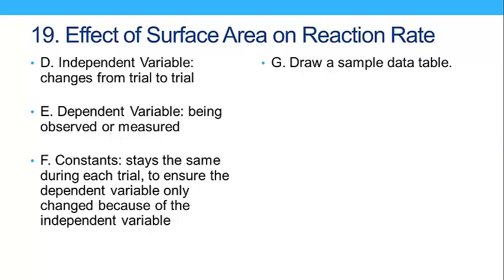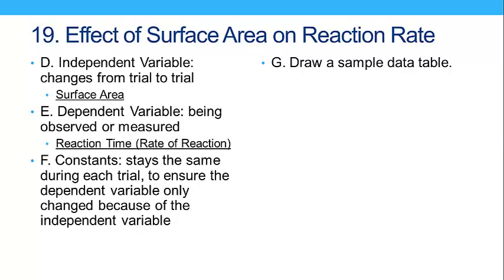So the independent variable is what I am intentionally varying, what I'm intentionally changing from trial to trial. So that would be the surface area. We're trying to see how surface area affects the rate of reaction. So the dependent variable is what we are observing or measuring. So in this case, it's the reaction time, which is equivalent more or less to the rate of reaction.